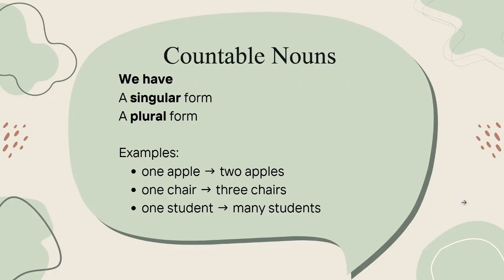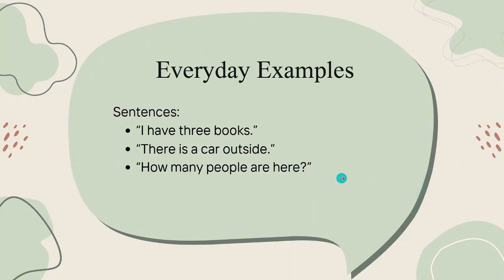So, countable nouns are nouns you can count. They have a singular form and a plural form. For example, one apple, two apples, one chair, three chairs, one student, many students. So let's see some sentences.